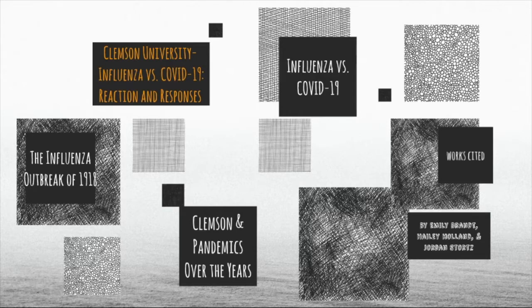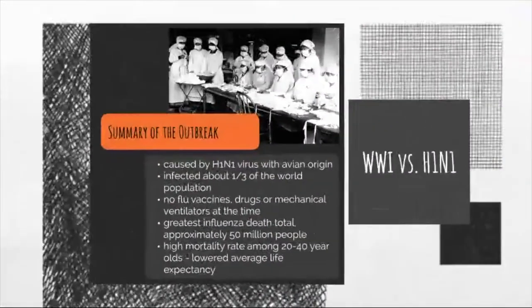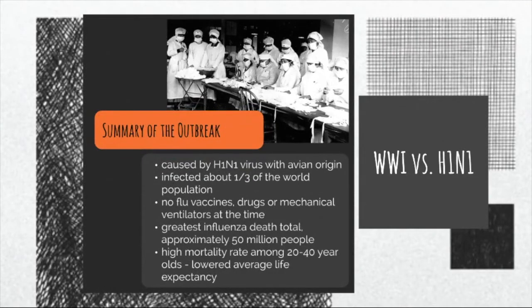To begin this discussion, we need to know more about the influenza pandemic that erupted in 1918. I found all of my facts and information on the Centers for Disease Control and Prevention webpage, or cdc.gov. This flu was known as H1N1, and it came from an avian origin. It infected about 500 million people, which was approximately 1/3 of the world's population.